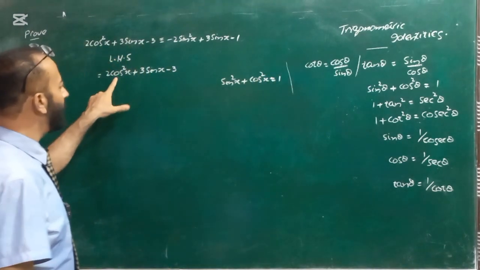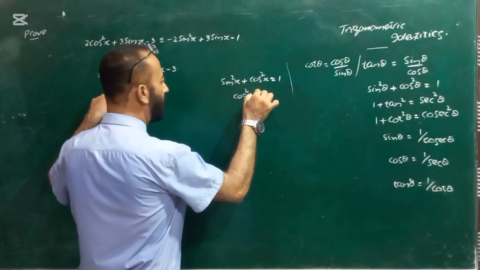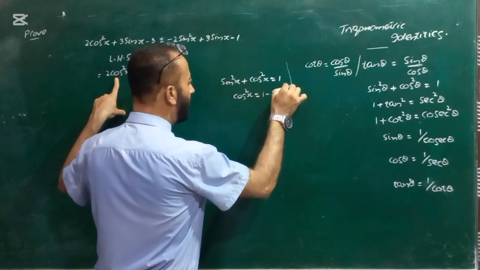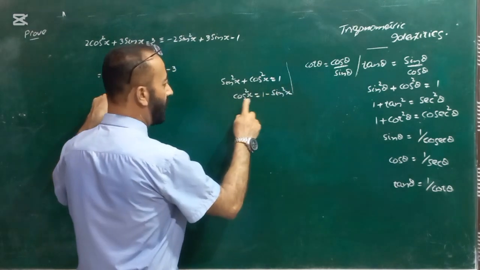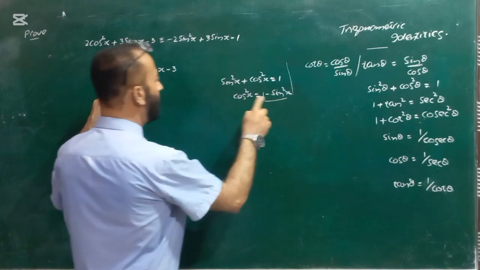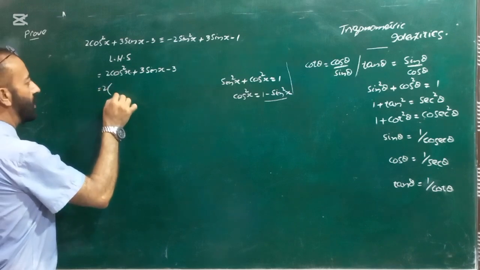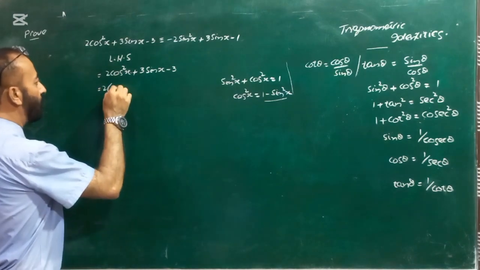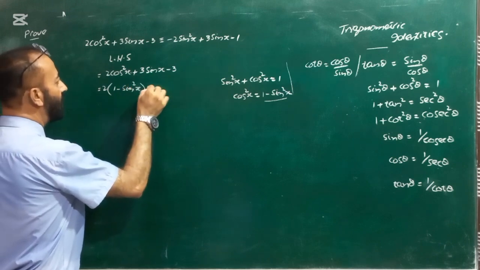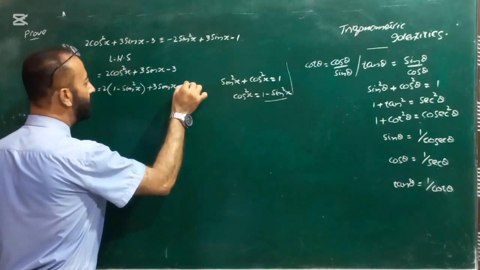Because cos square x is there in the question, leave cos square x over here, and this sine square x will go to the right side and become negative. So cos square x is equal to 1 minus sine square x. We will put this value in place of cos square x. So look here now, this 2 will remain as it is, and in place of cos square x we are going to place 1 minus sine square x. The rest of the values will remain as they are, that is 3 sin x minus 3.